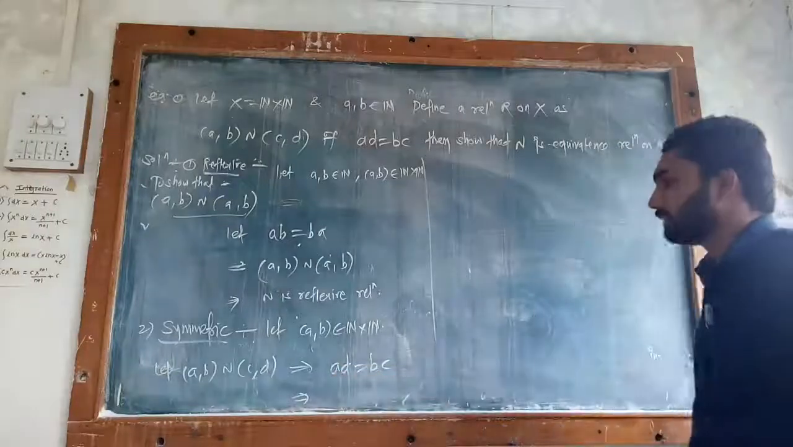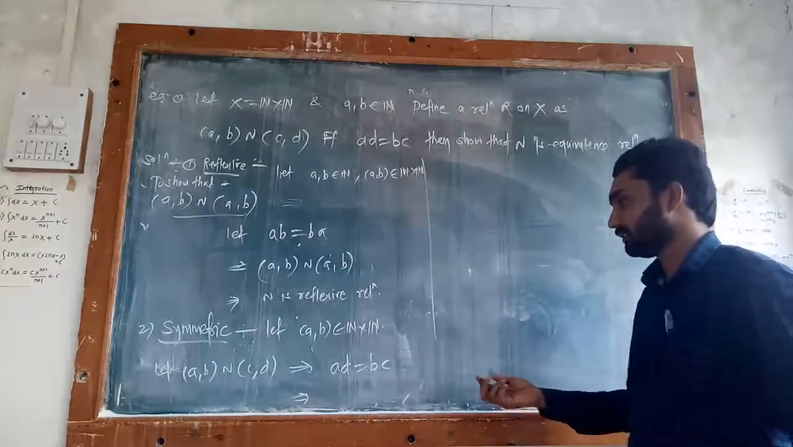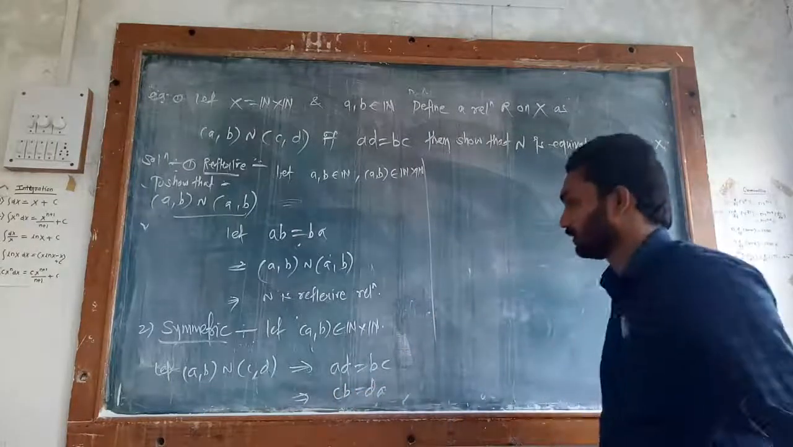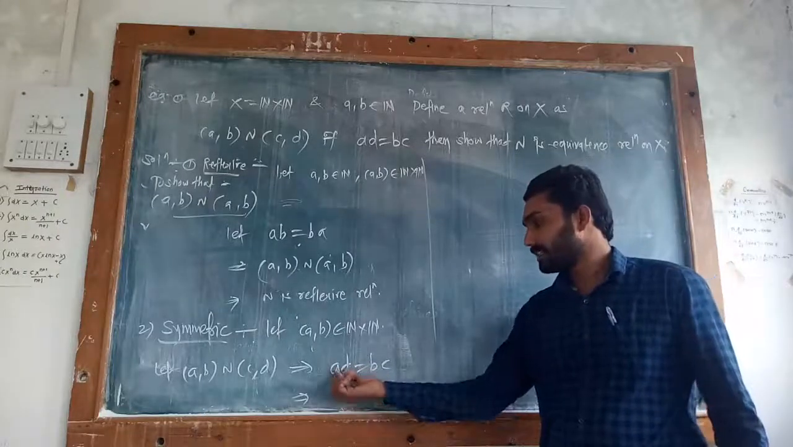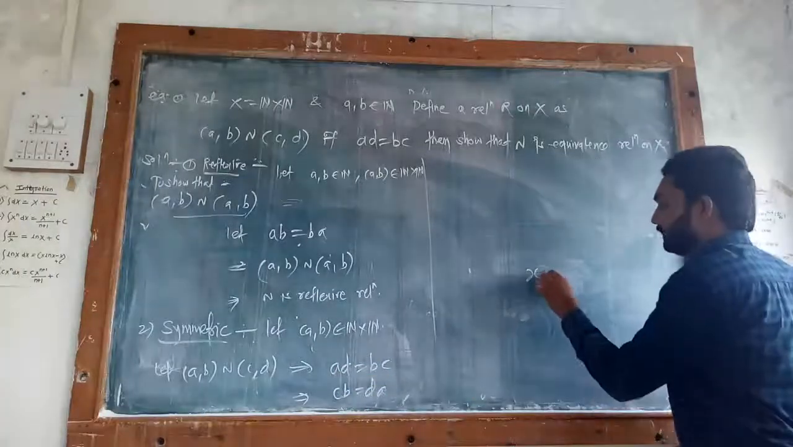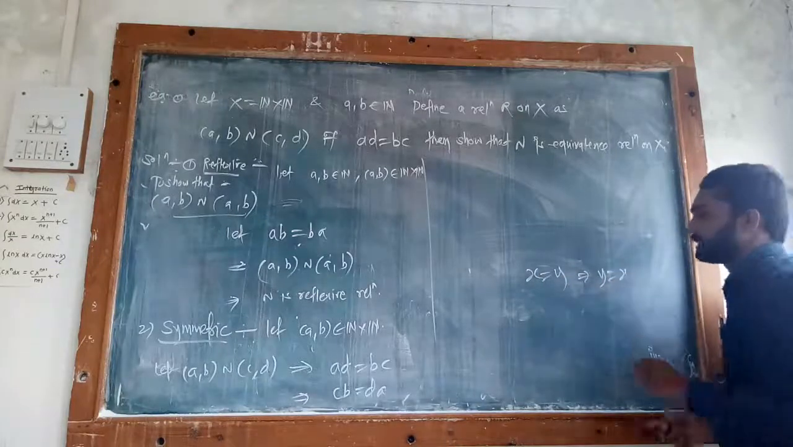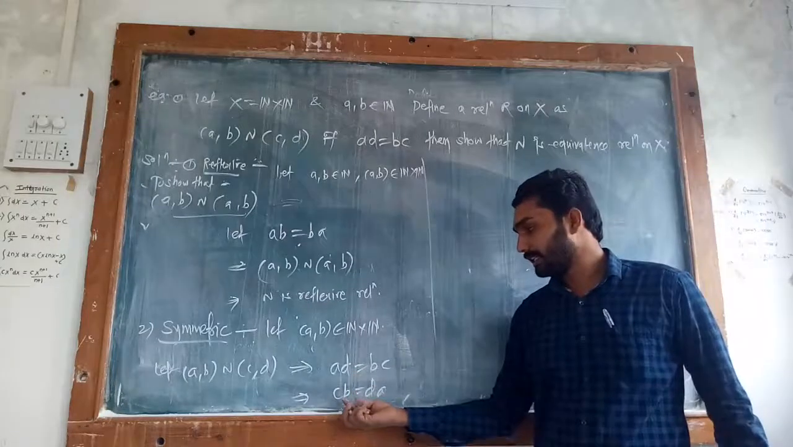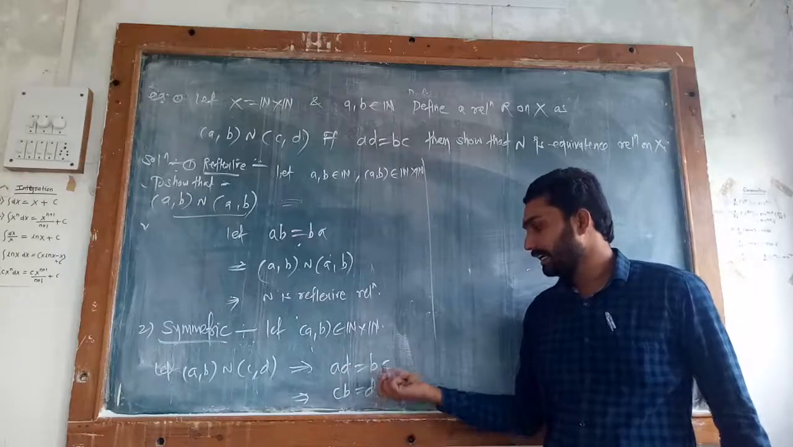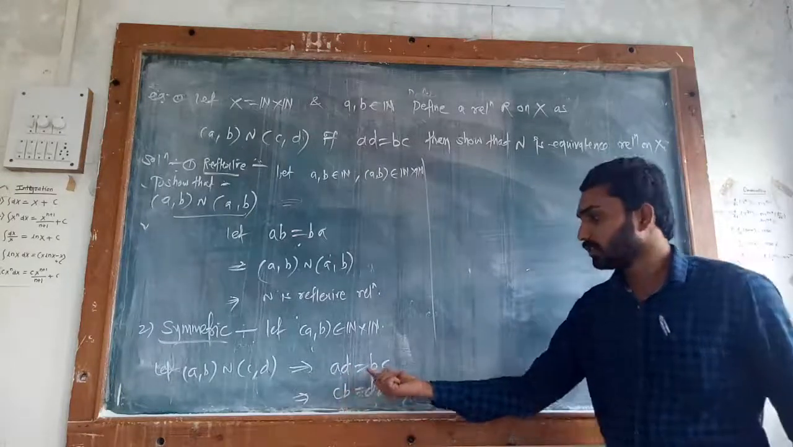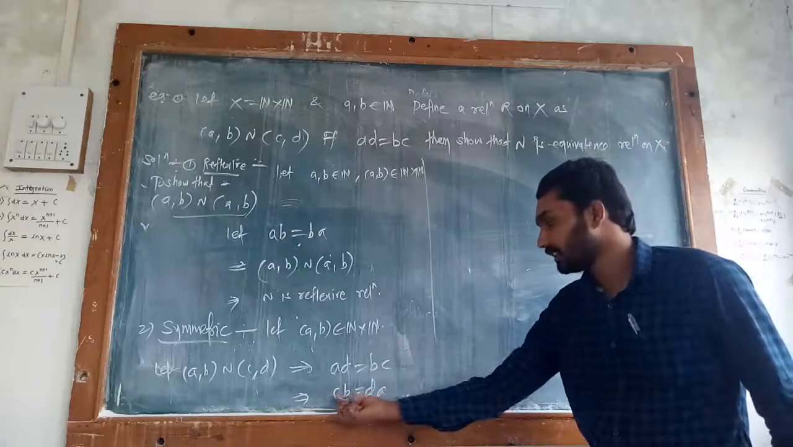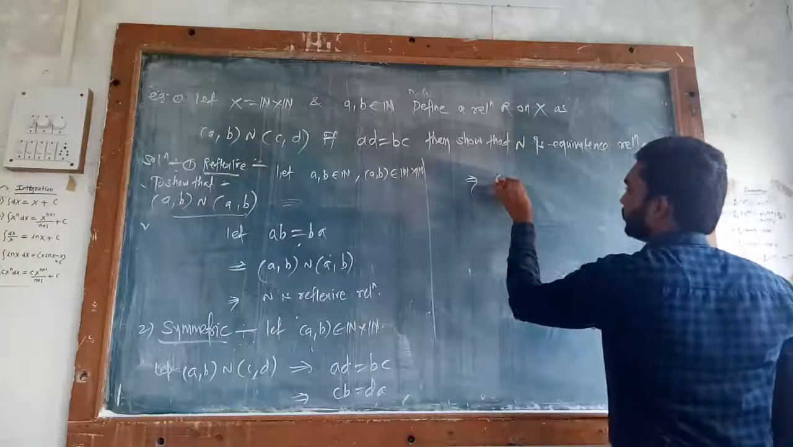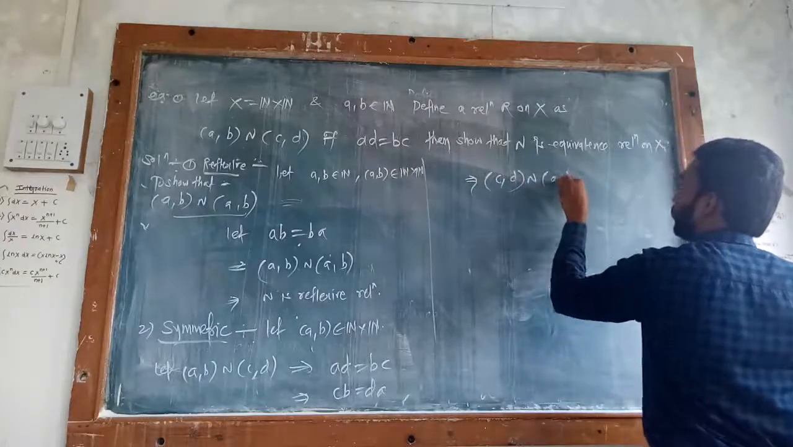Therefore we can write this ad equal to bc as cb equal to da also, because multiplication is commutative. If x equals y, then y equals x also. So ad equal to bc, we can write ad as da and bc as cb. So ad equal to bc becomes cb equal to da also. Now using this one, what do we get? That is (c, d) is equivalent to (a, b).